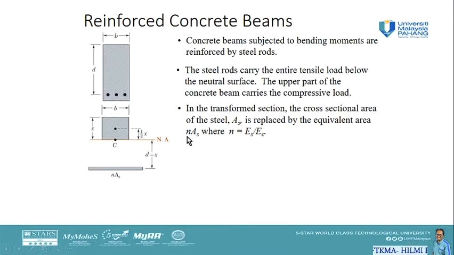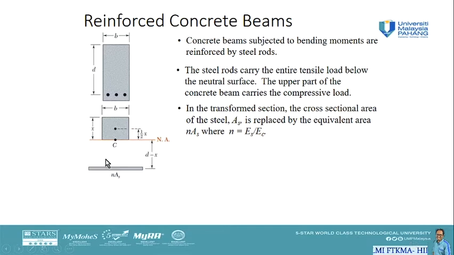Since the concrete in the beam will only effectively carry compression, only the part located above the neutral axis would be used in the transform section. So the part lower than the neutral axis, the concrete, will not be considered. We can assume that it is not functioning or is useless, but we have the steel rod.